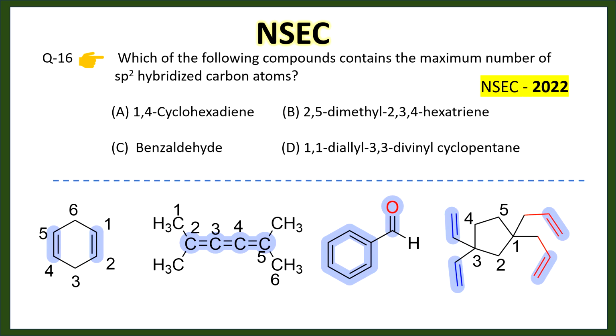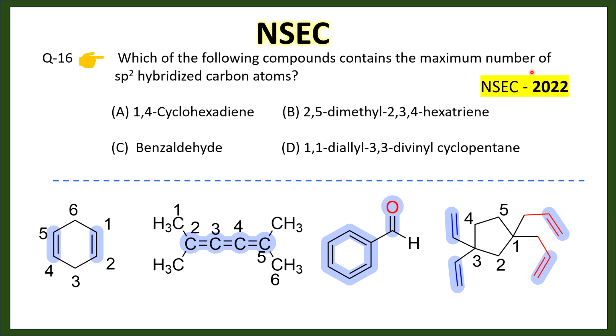Now coming to question number 16: which of the following compounds contain the maximum number of sp2 hybridized carbon atoms? Options are given. First we have to draw these molecules, only then can we find out. First one, 1,4-cyclohexadiene, then 2,5-dimethyl-2,3,4-hexatriene, this is benzaldehyde, and this is 1,1-diallyl. This function in red color is the allyl group, and this color is the vinyl group, 3,3-divinylcyclopentane.